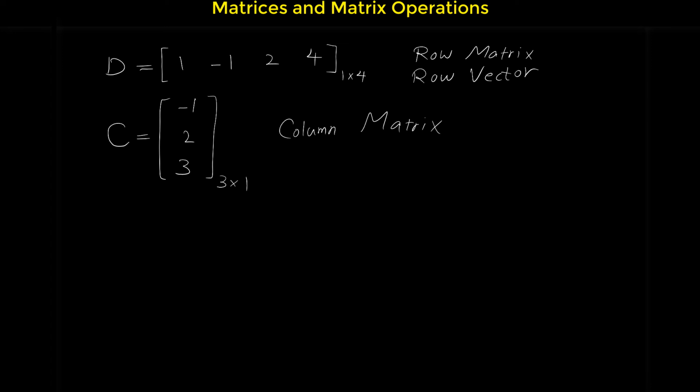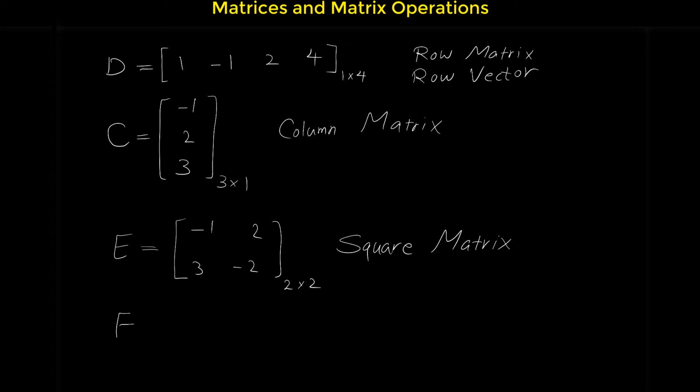The next important matrix, this type of matrix is very important, is a square matrix. A square matrix is a matrix where the number of rows and the number of columns is the same. For example, negative 1, 2, 3, negative 2. This is a 2 by 2 matrix, and we call such a matrix a square matrix.